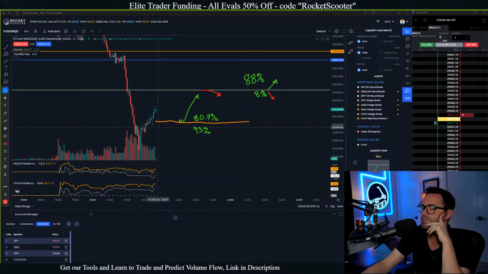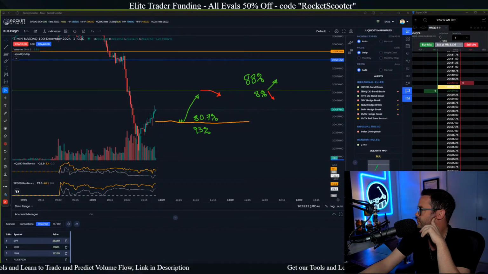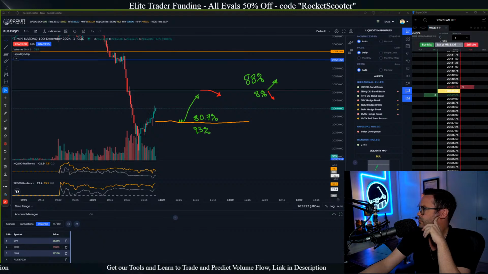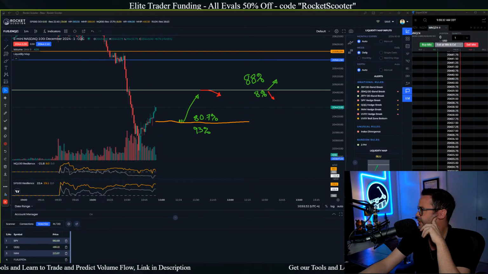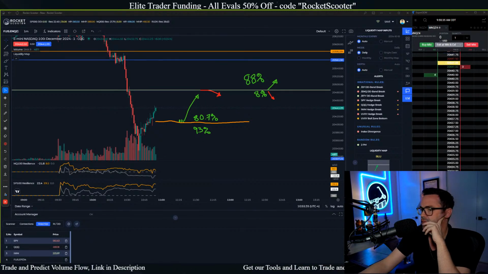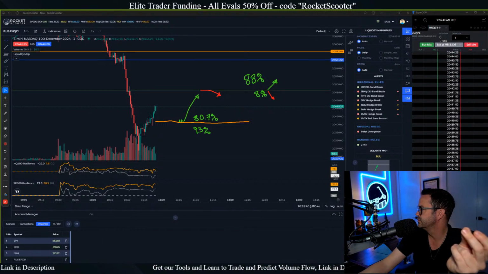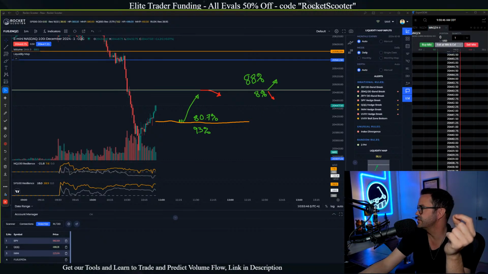High probability setup that despite hedge push or break. These are the actual stats. I passed 7 evals already. I'm trying to get my 8th one. Yeah, they're all statics.